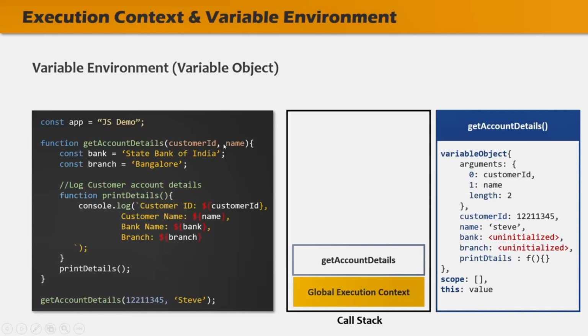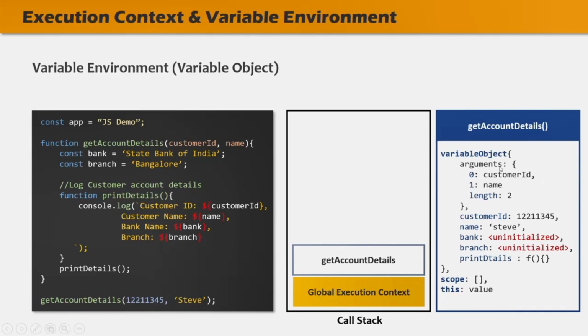So for the parameters, a property inside this variable object will be created, which is called arguments. So this arguments is an object. And inside that object, these parameter names will be stored. And there the property names are basically the index of the parameter. So this customerID is present at index 0, so the property name is 0. And this name parameter is present at index 1, so the property name is 1.